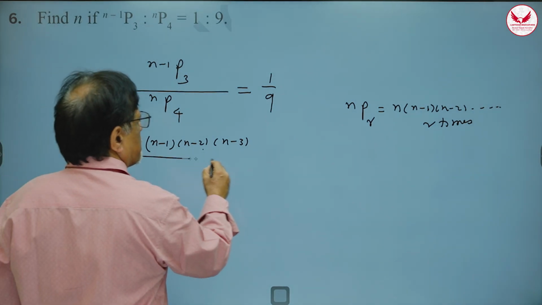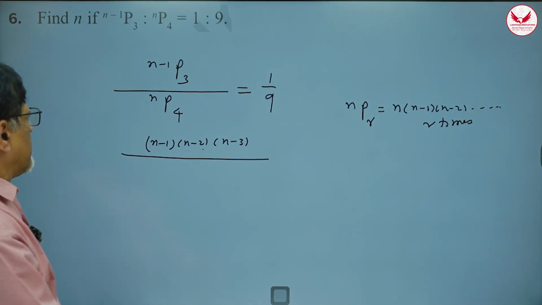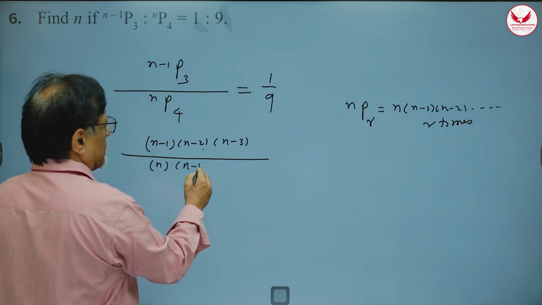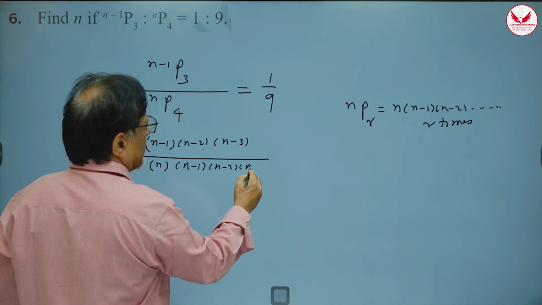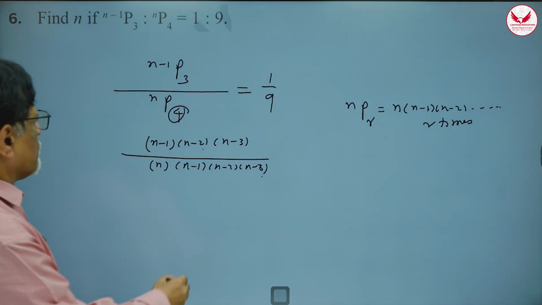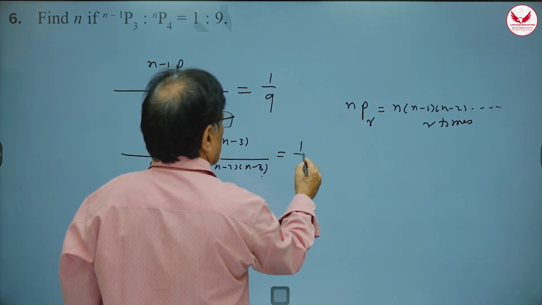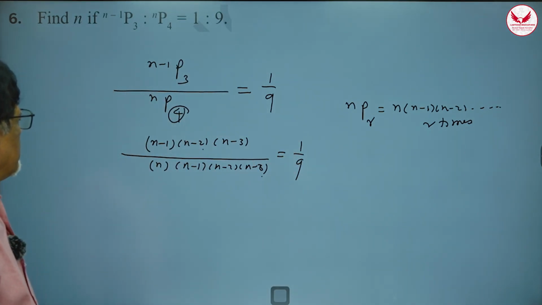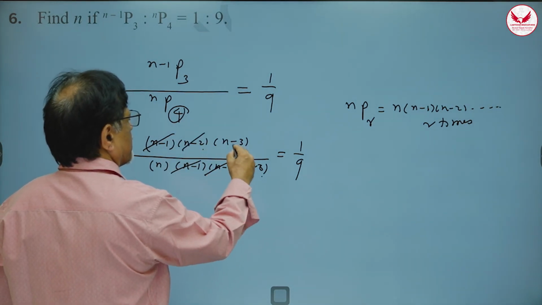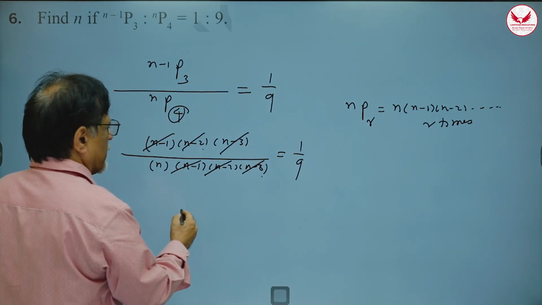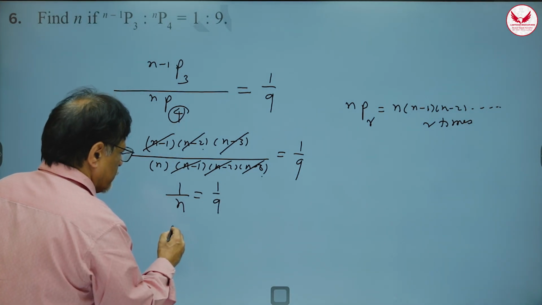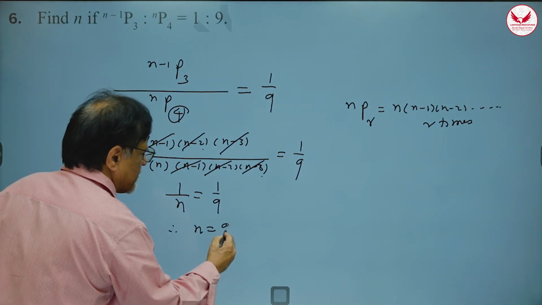Okay? In the same manner, if I continue in the denominator, I will start here from n and go on reducing the number by 1. n, n minus 1, n minus 2 and n minus 3. Stop, because we are allowed only 4 places. Okay? So this is equal to how much? This is equal to 1 upon 9. Right? So now here you can clearly see this n minus 1 gets cancelled, n minus 2 gets cancelled, n minus 3 gets cancelled. What are we left with? We are left with only 1 upon n. 1 upon n is equal to 1 upon 9. So this gives me a clear answer that n is 9.